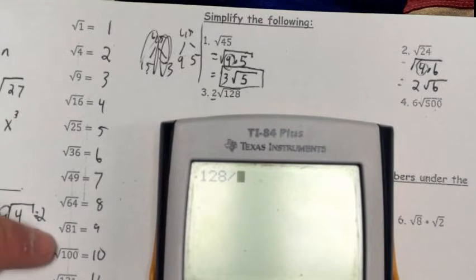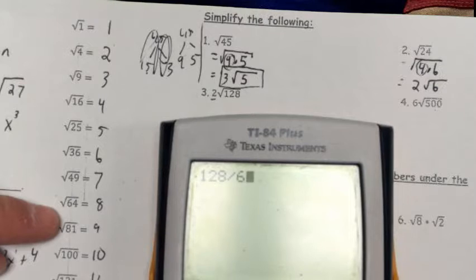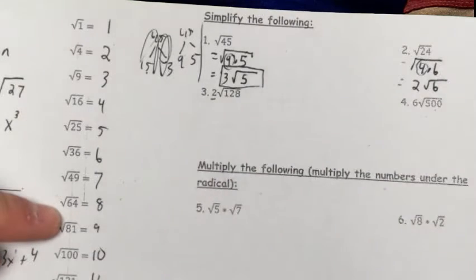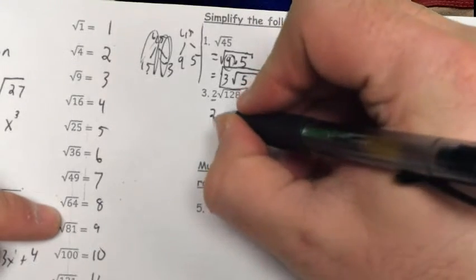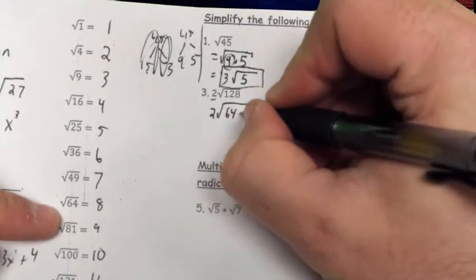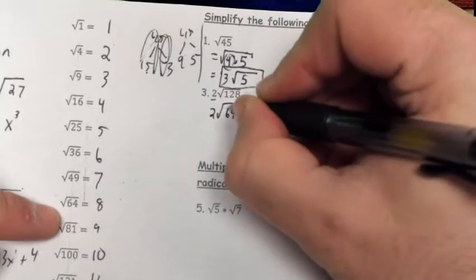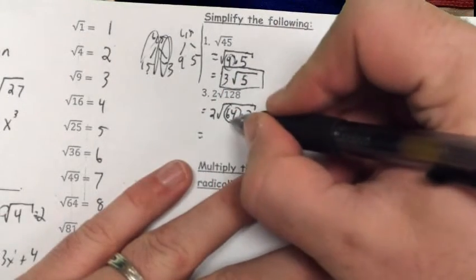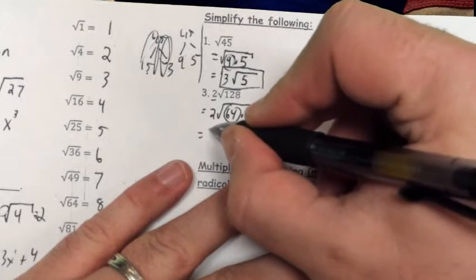128 divided by, let's try 64. Hey, I hit it on the first try. 128 divided by 64. So this is 2 times the square root of 64 times 2. Again, that perfect square went in the beginning. Now, our 64 is going to come out.